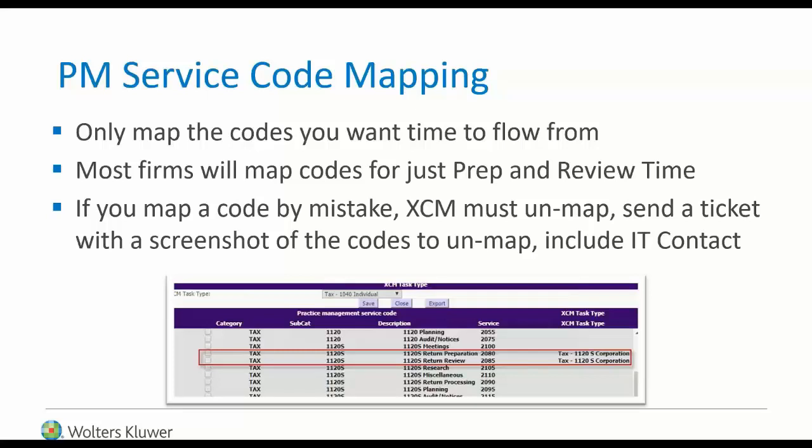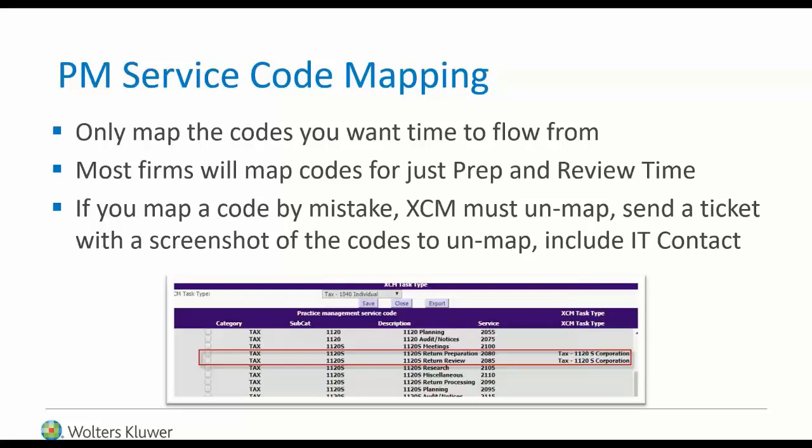The way that the time integration works is through a series of mapping and logic. The way that the client is identified is by the client integration. The way that the task is identified to post the time to is through the service codes you use. So you want to make sure that your structure breaks out, for example, those 1120 corporations and the 1120S corporations. The time can only flow through into one task type.